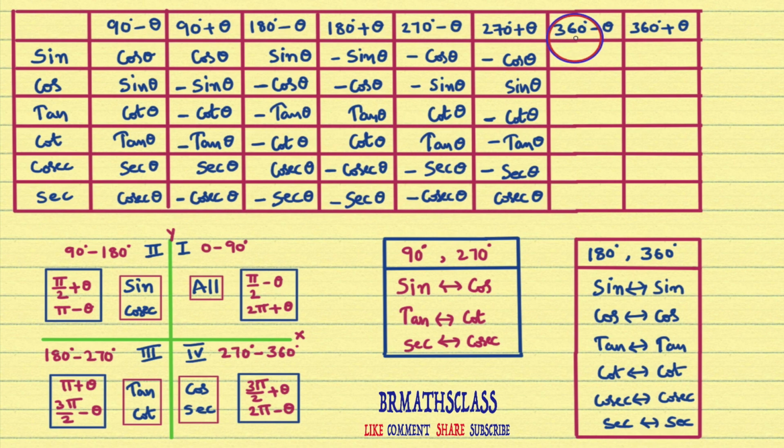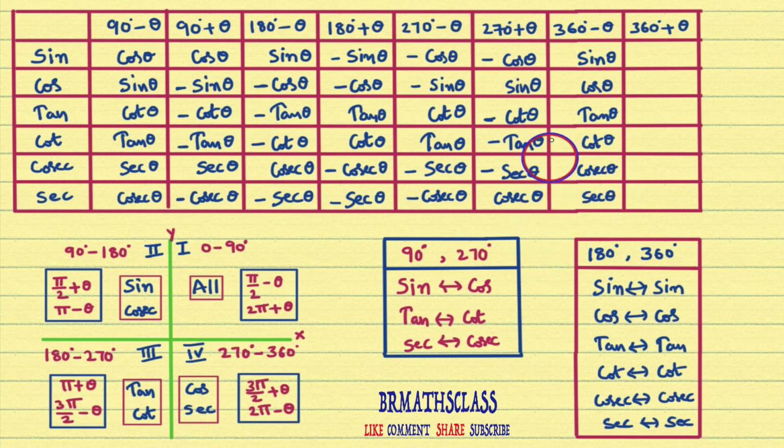Now you see 360 degrees is there. Sine 360 degrees minus theta. Whenever you see 360 degrees in allied angles, the function remains the same. Sine remains sine, tan remains tan, cosecant remains cosecant, function remains the same. So here sine remains sine only. This will be sine theta and this will be cos theta. This will be tan theta, cot theta, next cosec theta, next secant theta.